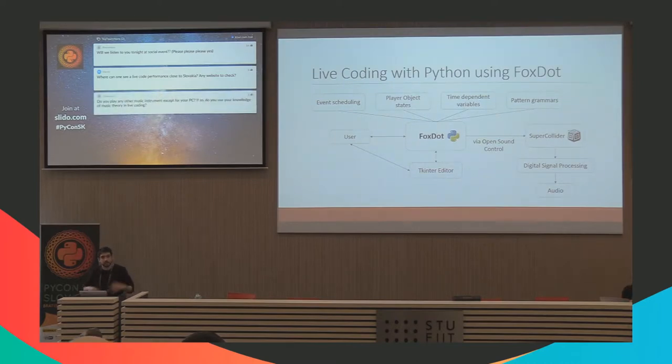And it handles things like event scheduling, when musical events should happen. Like I said, the states of these player objects, like what their current values are, if they're making music. Variables that are time dependent, because when you're live coding, your program is evolving through time, you want things to change in that time, because music is all about change. And it also handles pattern grammars, which I'll explain in a little bit. So FoxDot then sends messages via the Open Sound Control protocol to SuperCollider, which I mentioned before, which has the powerful sound engine, and it does all the signal processing and outputs the audio.